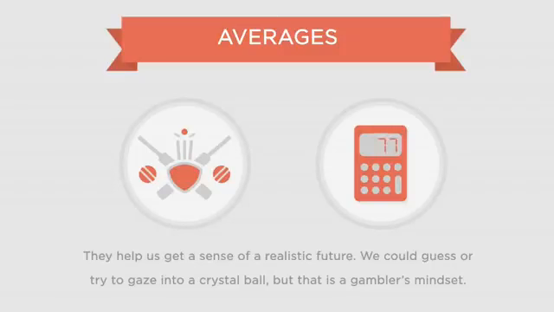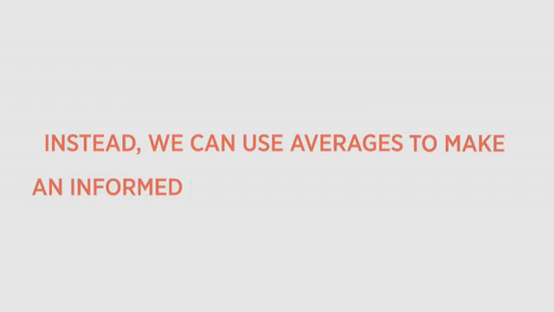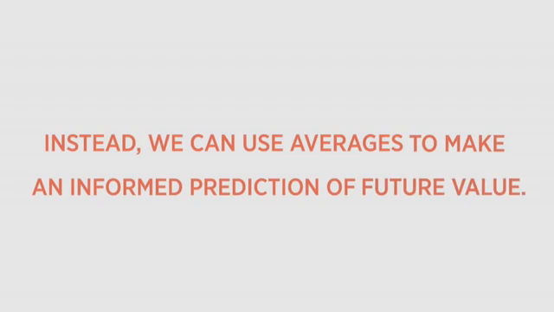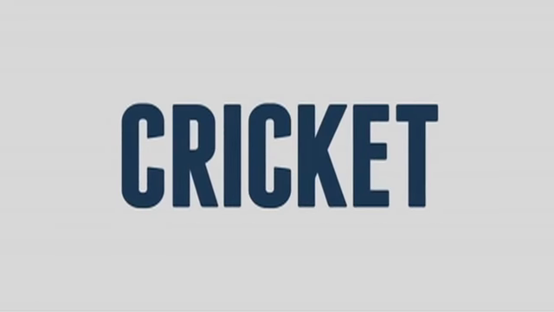Now, we could guess or try to gaze into a crystal ball, but that is a gambler's mindset. Instead, we can use averages to make an informed prediction about future value. Say in a cricket match, a match-winning batsman will calculate the average between the total runs required to win and the overs remaining. He will keep the run rate moving a little above the average, and we will win that match without taking much risk.